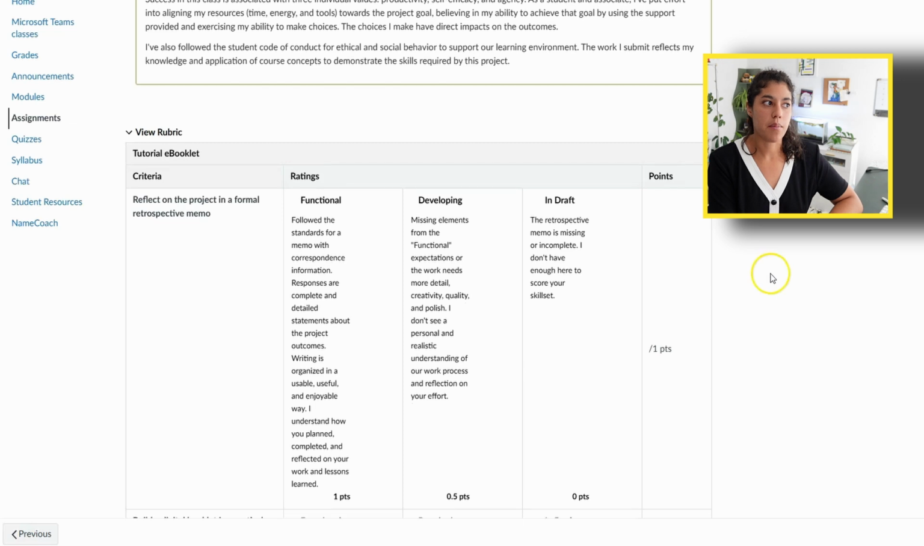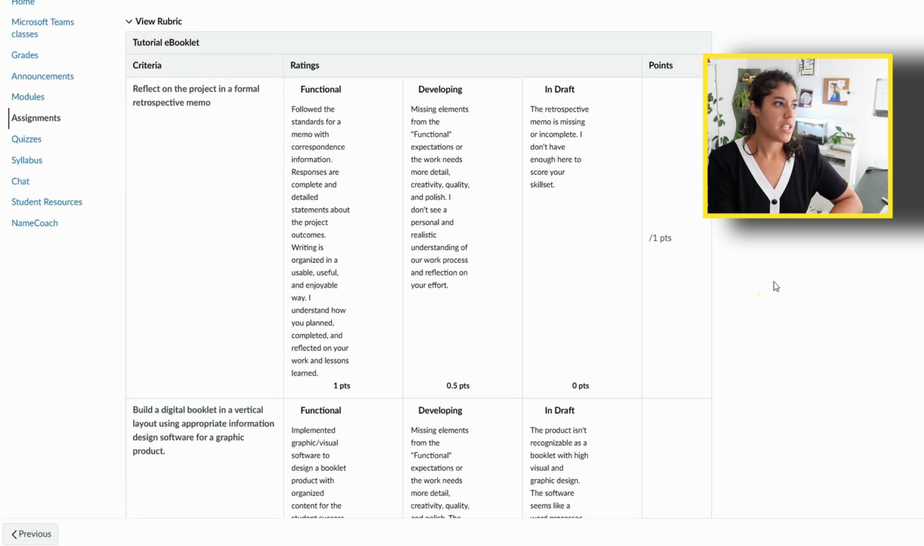And then last, just, yeah, my rubrics. As we had mentioned, I just make sure to focus on a key skill happening in there. And then I just did a functional, developing, and in draft rating. I think in the future, I actually want to adjust the categories of my rubrics just a little bit. So we'll talk about that in the next video with things I might adjust and revise. But I did like how it turned out.